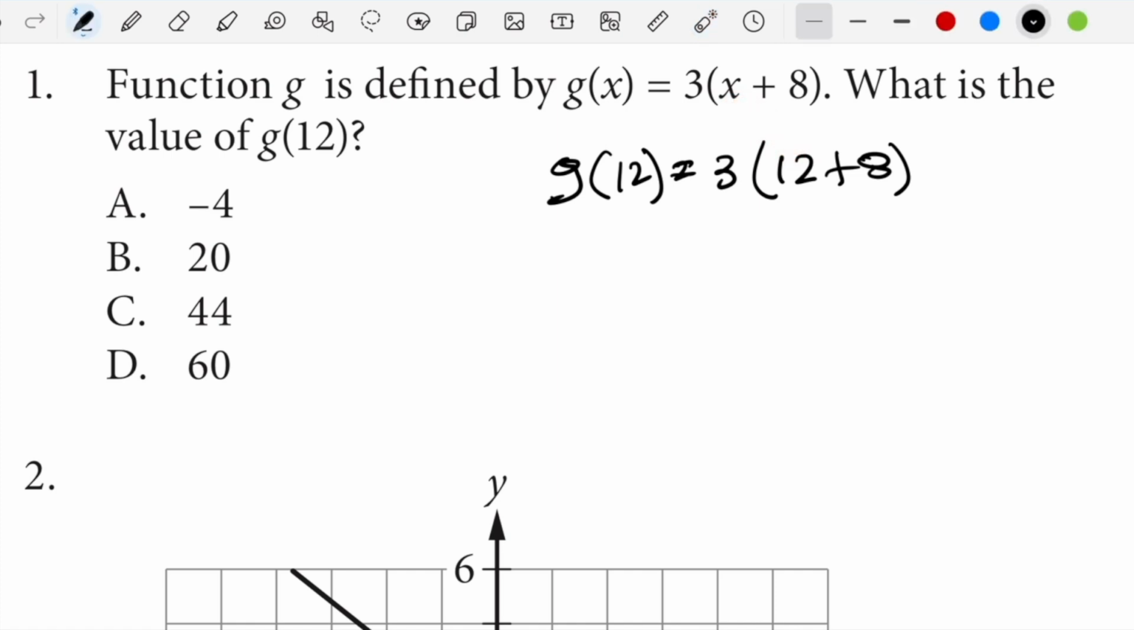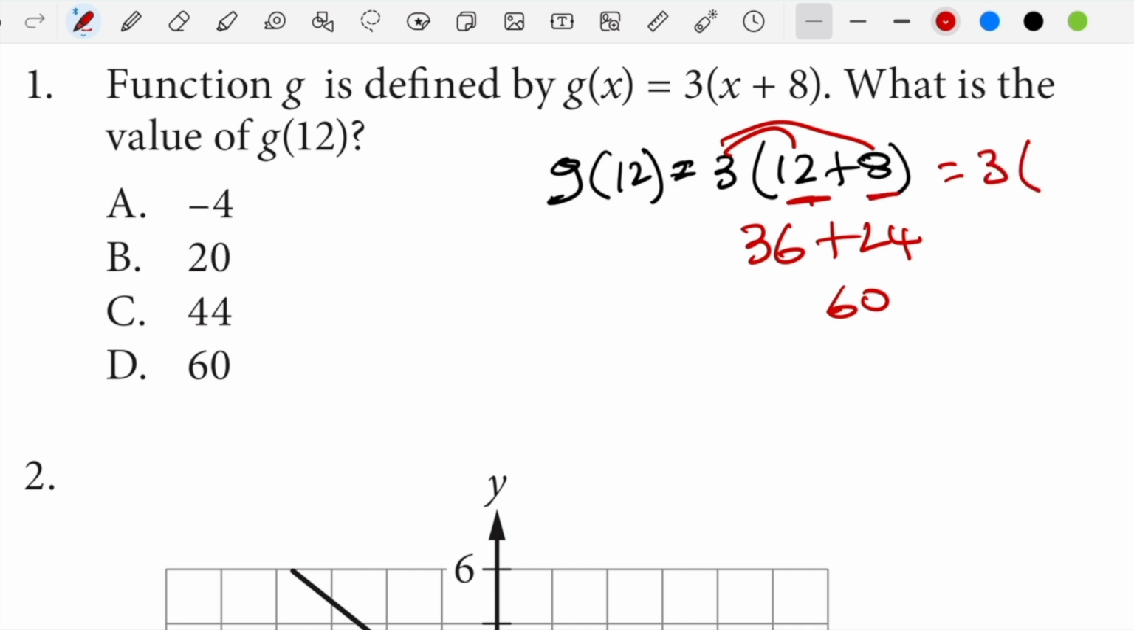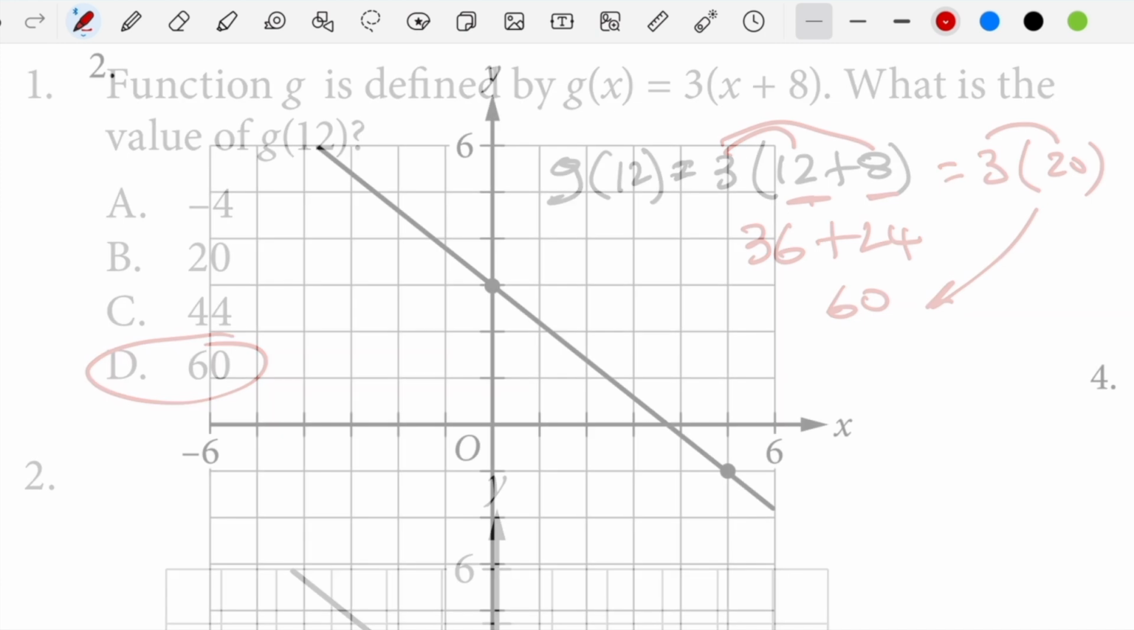And then solve. 3 times 12 is going to give you 36. 3 times 8 is 24. 36 plus 24 gives you 60. Or, combine the 12 and the 8. 12 plus 8 is 20. And then multiply 3 times 20, which is going to give you the same answer. My answer is D.